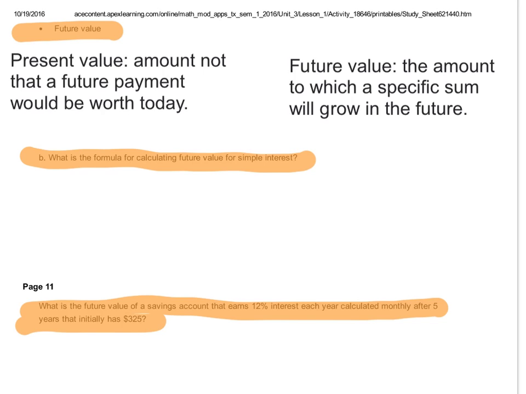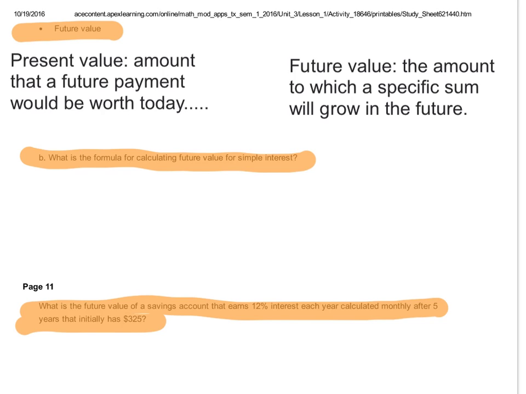The present value is the amount that a future payment would be worth today, and the future value is the amount to which a specific sum will grow in the future. So from my example from before, $100 invested at a 10% rate has a future value of 110 at the end of a year. So B says, what is the formula for calculating future value for interest?